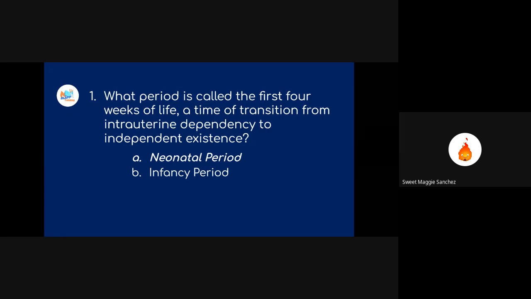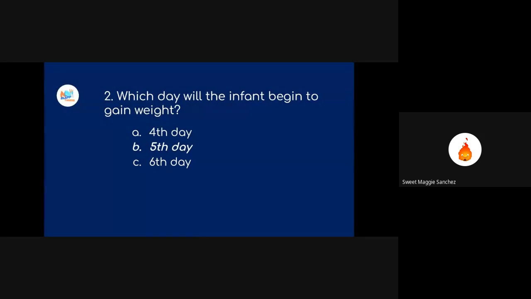And if they ask in days, it's 28, but if they ask in weeks, it's 4. Okay. Question 2. Which day will the infant begin to gain weight? So, the correct answer is 5th day.